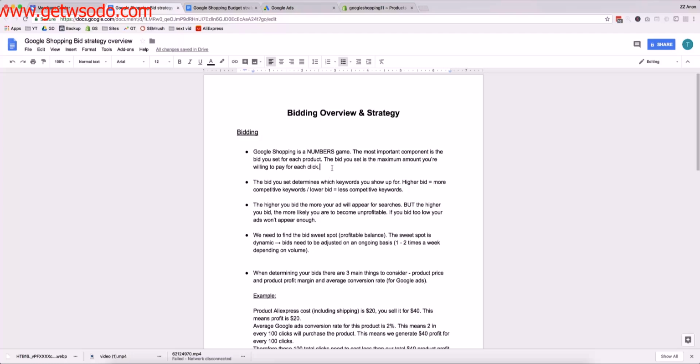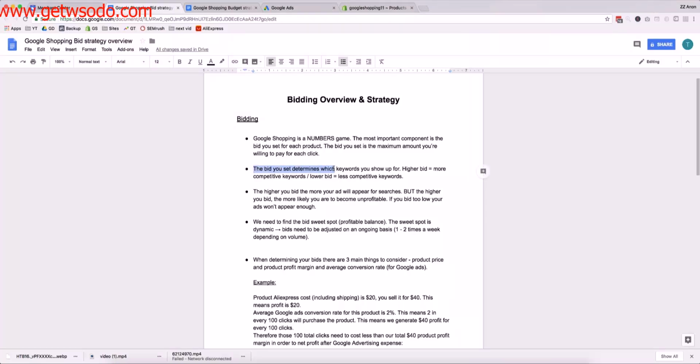So when you think about Google Ads, it's basically a numbers game. It's not that creative. You just need to look at stats and decide whether to kill or resume a product. So the most important component is the bid that you set for each product. The bid that you set is the maximum amount you're willing to pay for each click. So if you have a 50-cent bid, Google Ads is going to place you in the auction where 50 cents will be your max. If you're running enhanced CPC, which is another bid strategy, it can be over 20% of whatever your max CPC is, but I'll talk about that later.